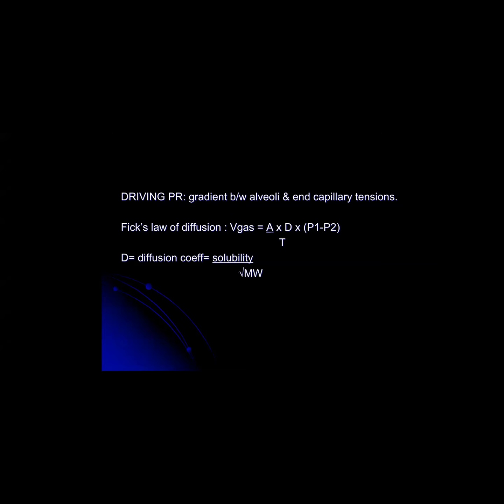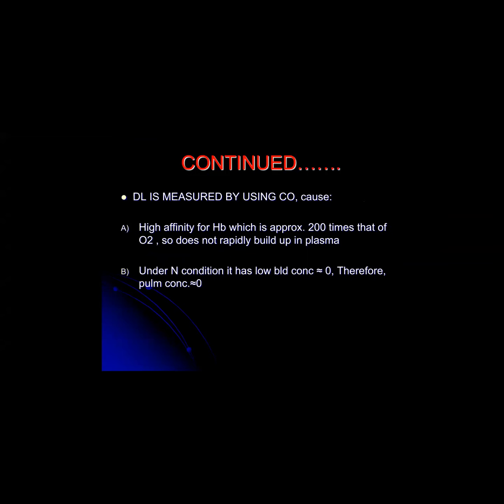So the lung diffusion is measured by using carbon monoxide because it has a high affinity for hemoglobin, which is approximately 200 times that of oxygen. So it does not rapidly build up in plasma. Under normal conditions, it has low blood concentration. So normally it's zero, and pulmonary concentration is zero.